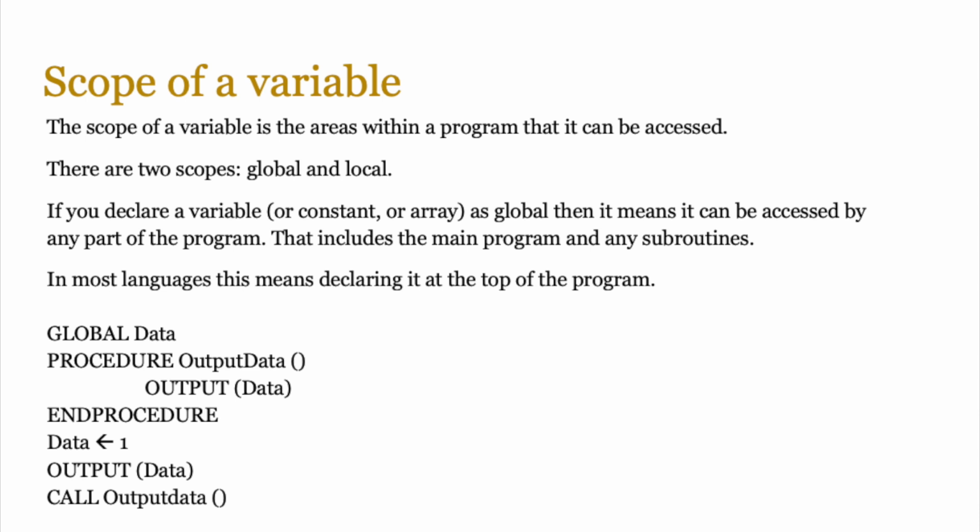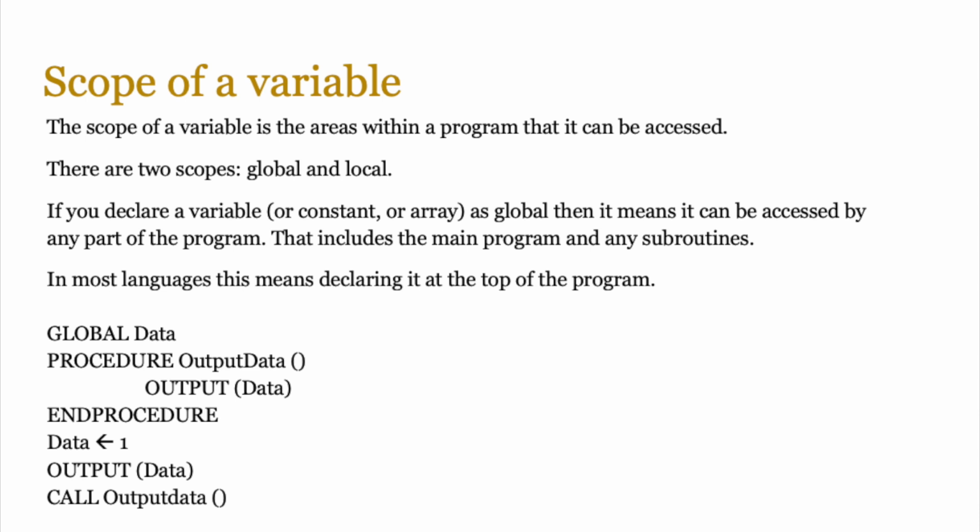And you can declare a variable or a constant or an array as global. That means it can be accessed by various functions and procedures, or you can declare them as local. That means they will be used just within a function or a procedure. If you look at the example on screen, global data means the data is now a global variable. So it's going to be used within a procedure and outside of a procedure as well.